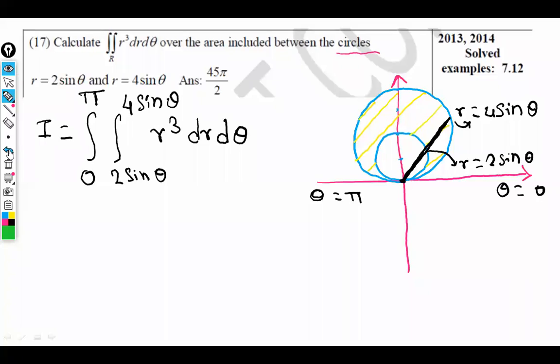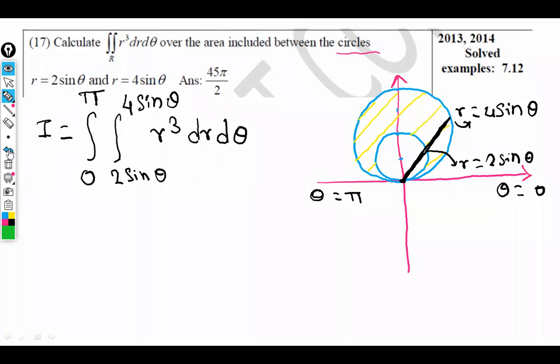Sir, if we take cos theta, then our outer limit should be from pi by 2 to 3 pi by 2? No, because from pi by 2 to 3 pi by 2 there is no curve for cos theta. Okay, sir. Got it. So that is about limits. Any doubt?